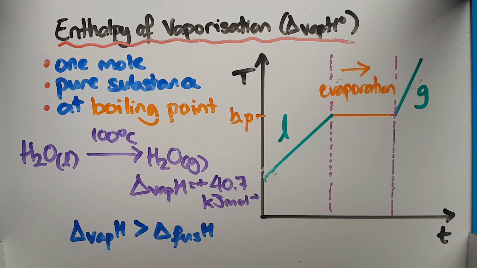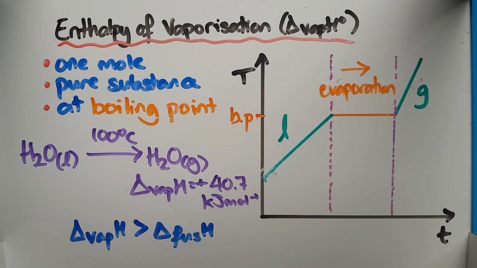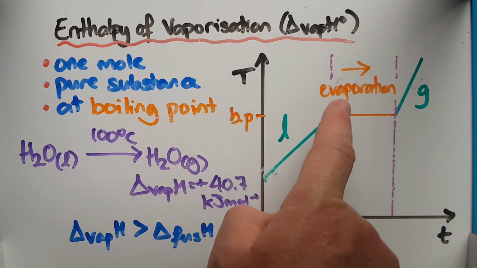The key things we need to keep in mind is that it's going to be 1 mole of the pure substance at its boiling point. So we're looking at this orange part of the graph here. This is a heating graph. We've got the liquid phase already, and as we heat it, the particles move further apart. As they do so, they move faster. That increase in average kinetic energy results in an increase in temperature. That's why we see it going up.